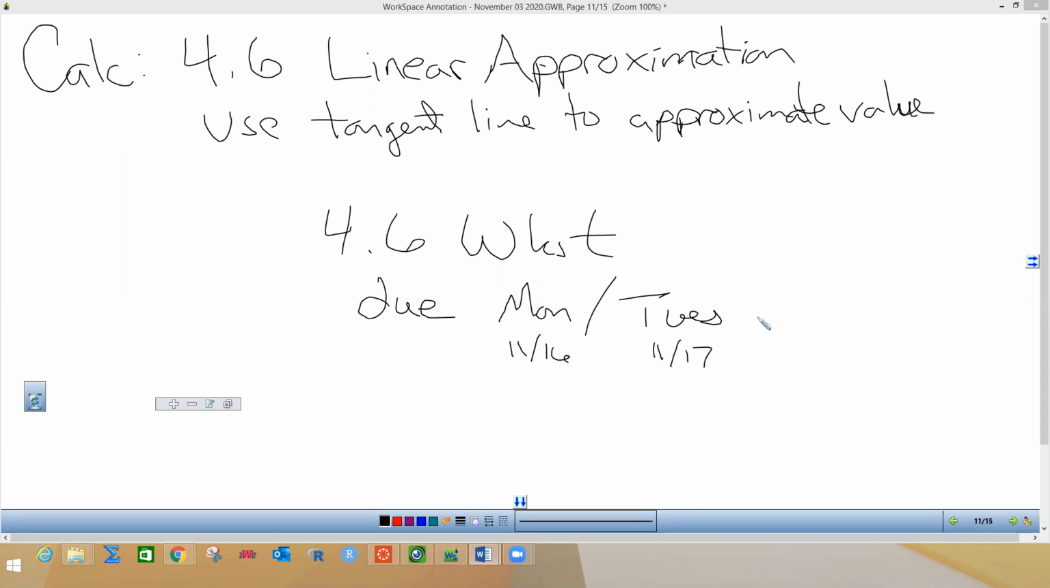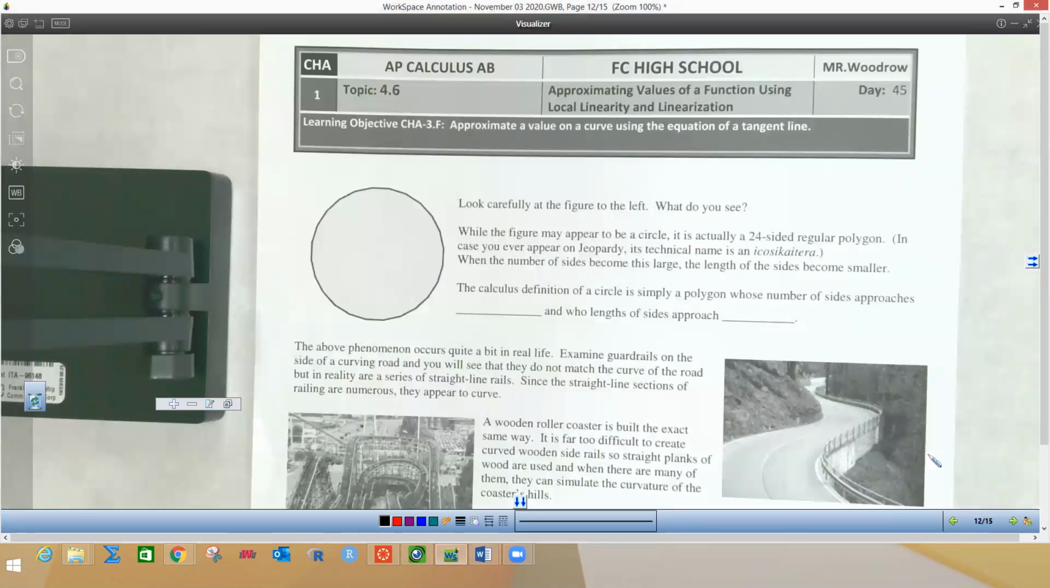Now, Mr. Record, when he did this, is he's having you find the approximate error in some of these. We're not going to worry about error. That is a BC topic. So we're only going to do the approximation of the actual Y value using a tangent line.